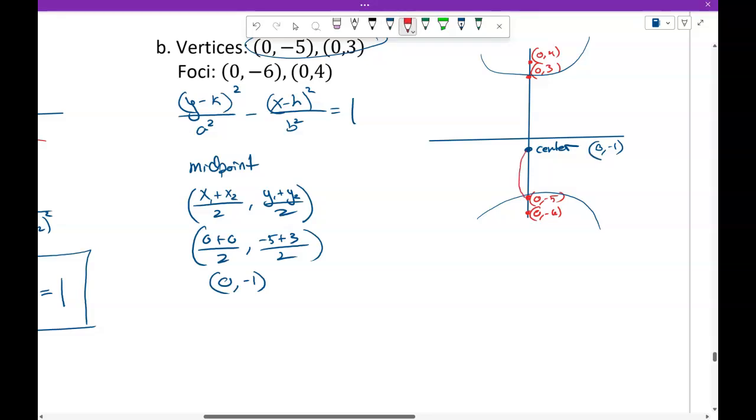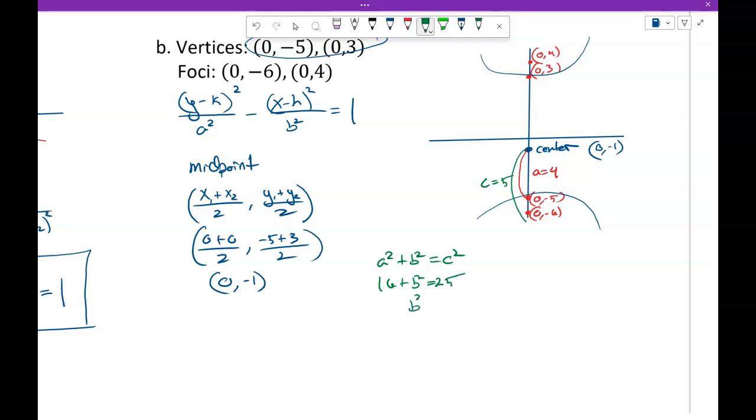Then we can calculate a. The distance from 0, negative 1 to 0, 3 is a distance of 4. We can also calculate the value of c. The distance from 0, negative 1 to 0, negative 6 is a c value of 5. So using a squared plus b squared equals c squared, 16 plus b squared equals 25, b squared equals 9, so b equals 3. So we have a, we have b, we have h, we have k, we have everything we need for our equation.